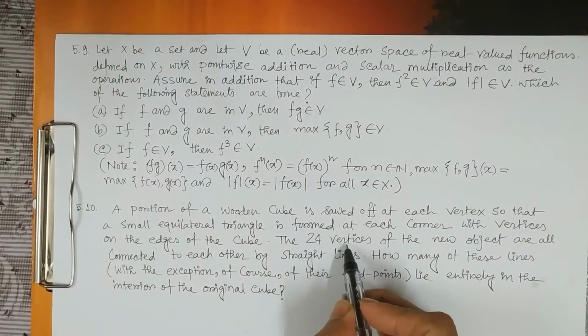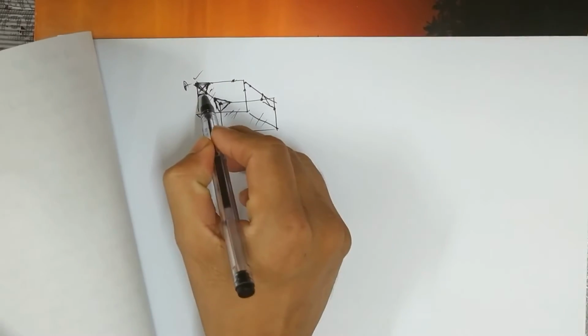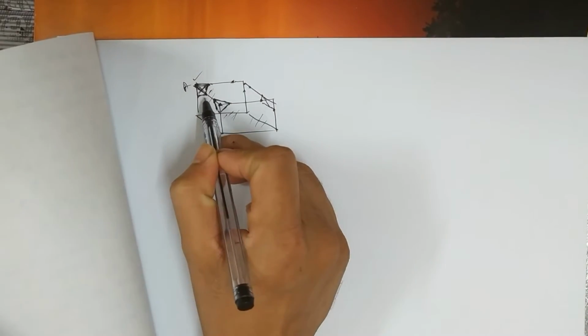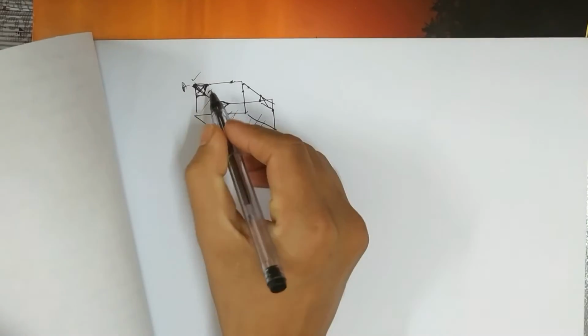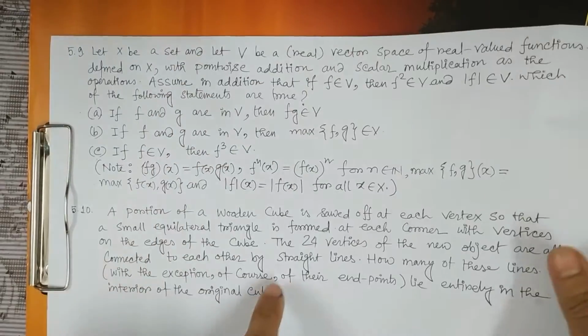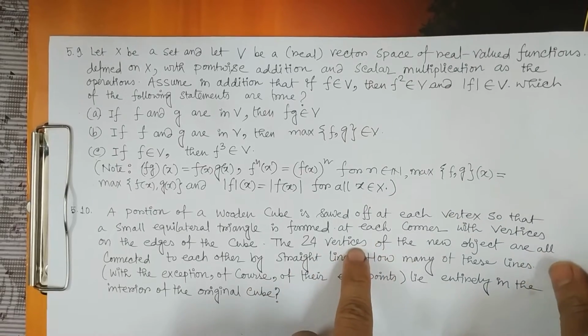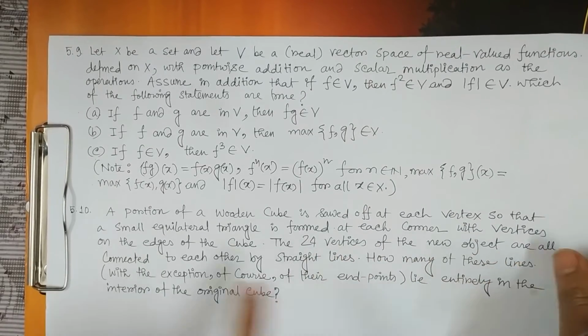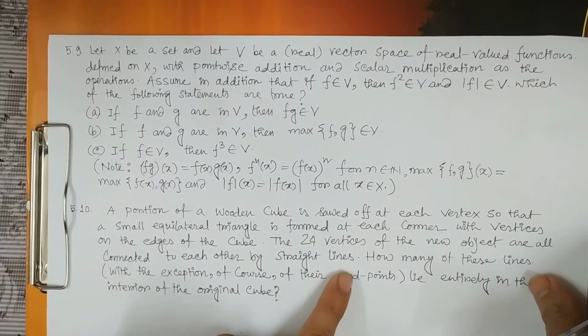So the 24 vertices: of course, since there are 12 edges, and for each edge we have two vertices of the equilateral triangle, there will be 24 vertices. These 24 vertices of the new object are all connected to each other by straight lines.